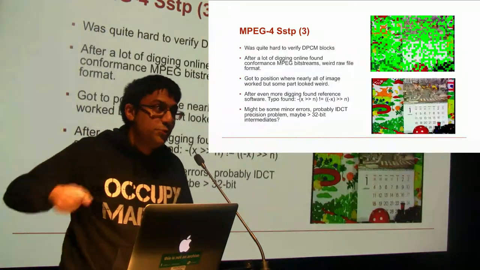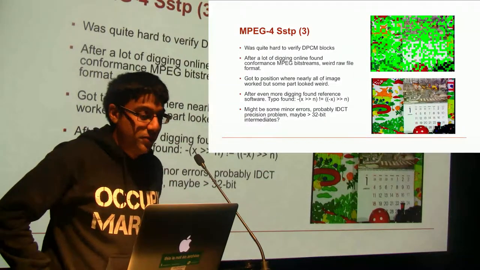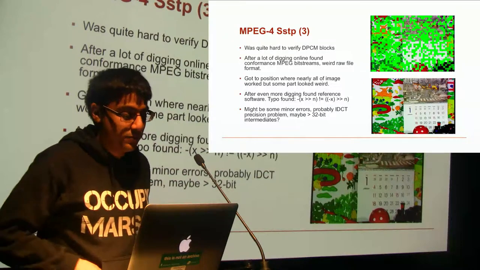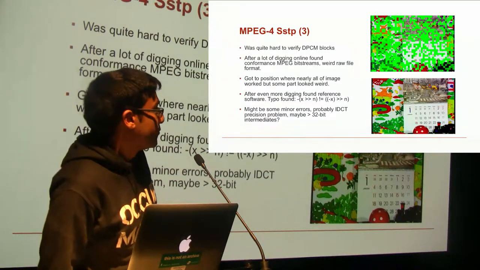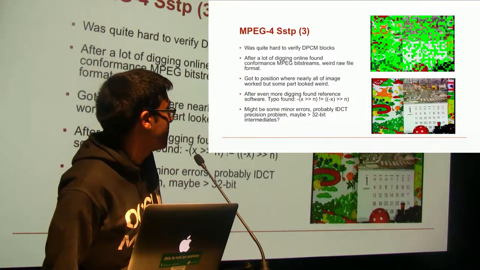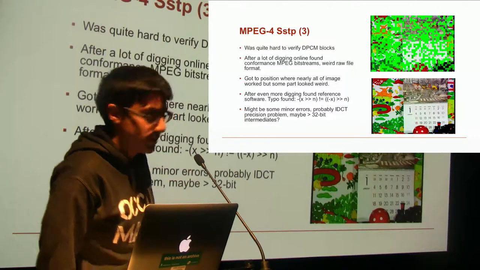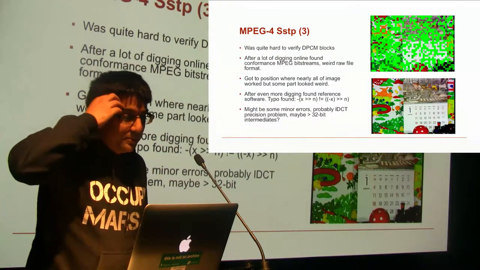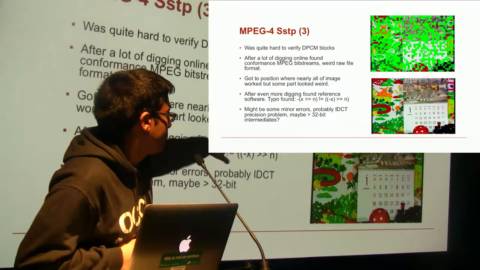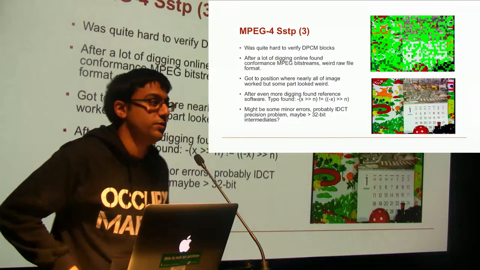So after some more digging online, I think possibly also on some Chinese websites, I found some conformance bitstreams, but they were in a bit of a weird format. So this first one was kind of the beginning of actually trying to get this little format to work. I think I'm right in saying all the green are DPCM blocks. I might be wrong. And then I got to a position where I got to the bottom, but there were actually a few speckles of black in places. And this was a bit of a headache-inducing thing.